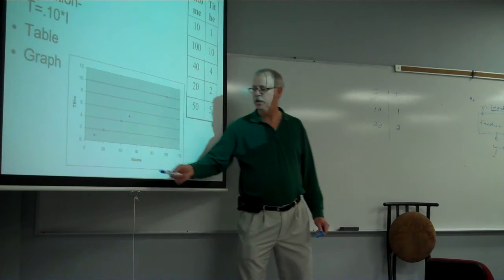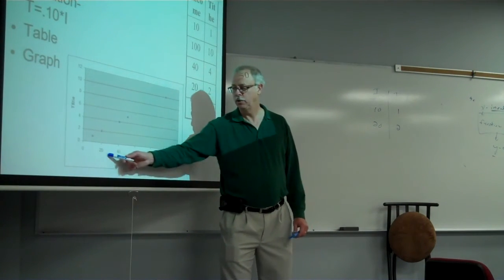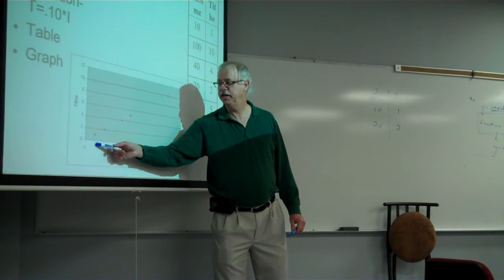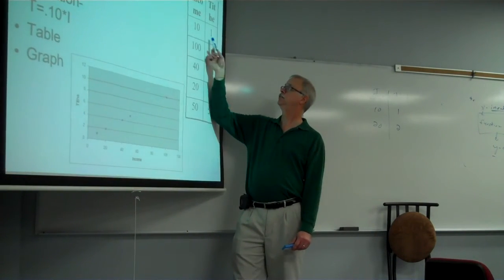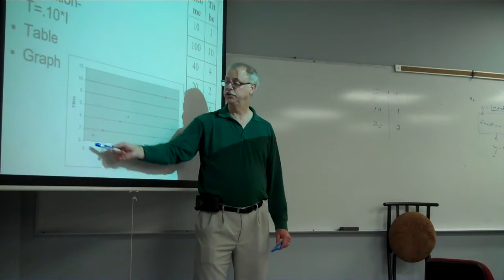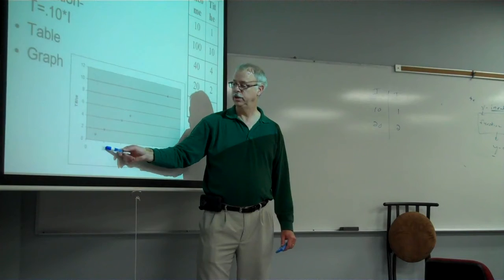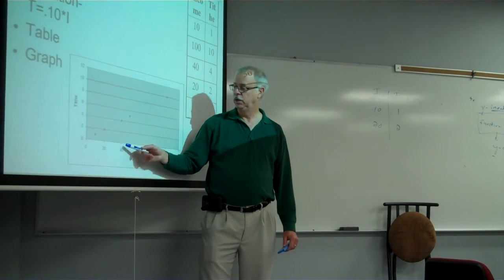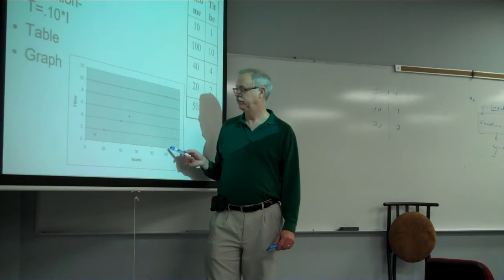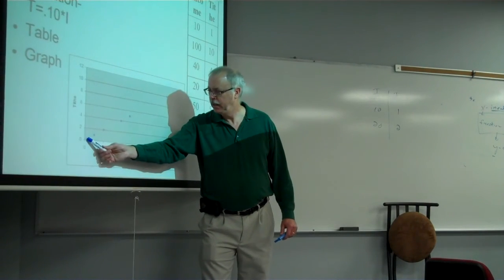In graphing, typically it's the inputs on the horizontal axis, the outputs on the vertical axis. So when we put 10 into this function, we get out 1. That's what the table tells us. That's what the rule tells us. That's what the graph tells us. Put in 10, get out 1. Put in 20, you get out 2. Put in 40, we get out 4. 50, we get out 5. 100, we get out 10.